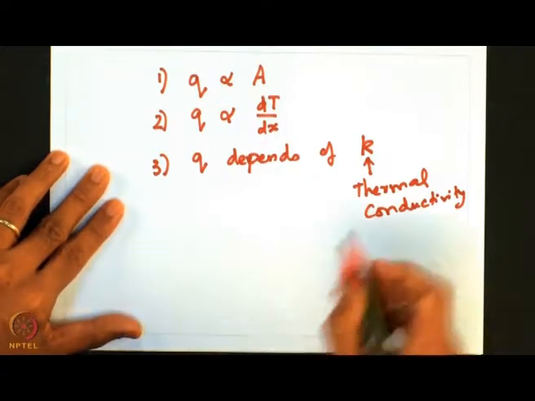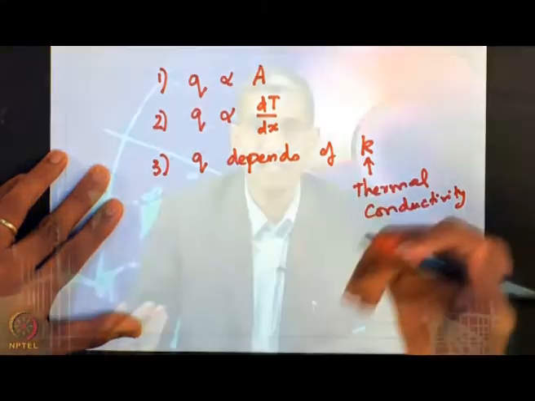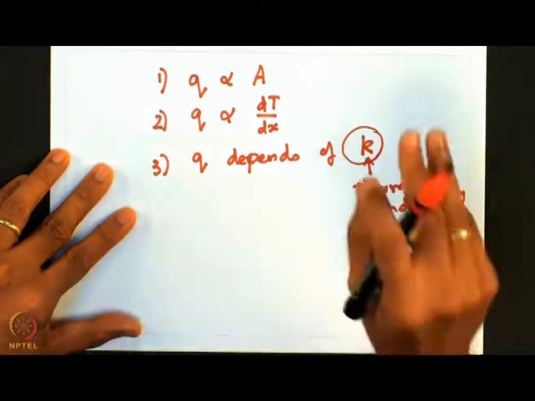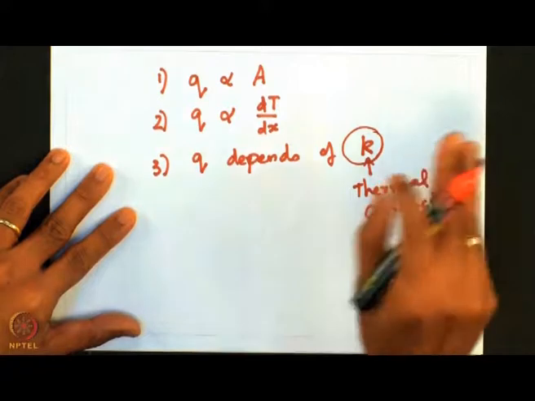Now, note that thermal conductivity is an intrinsic property. So, the moment the material is specified, the thermal conductivity of that material is fixed. Thermal conductivity is very specific to a given material, and it is an intrinsic property of the system that is being considered.